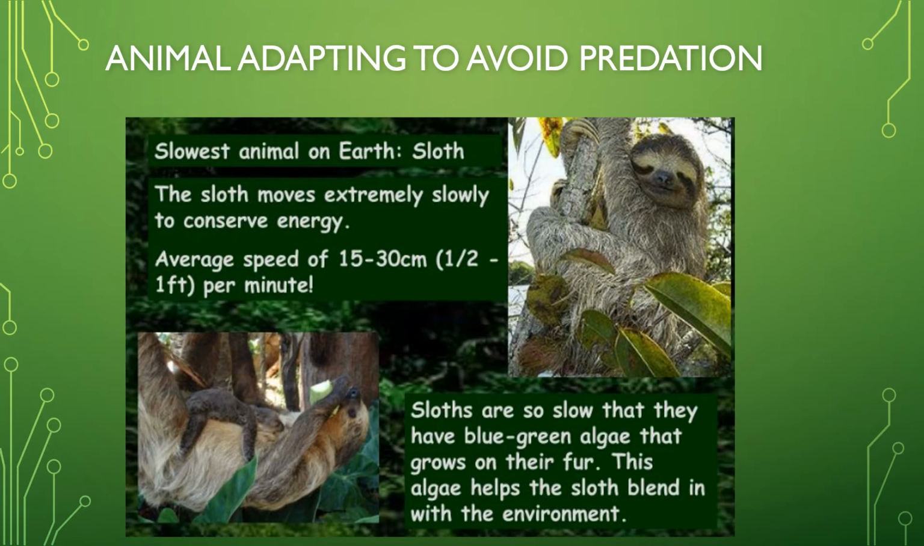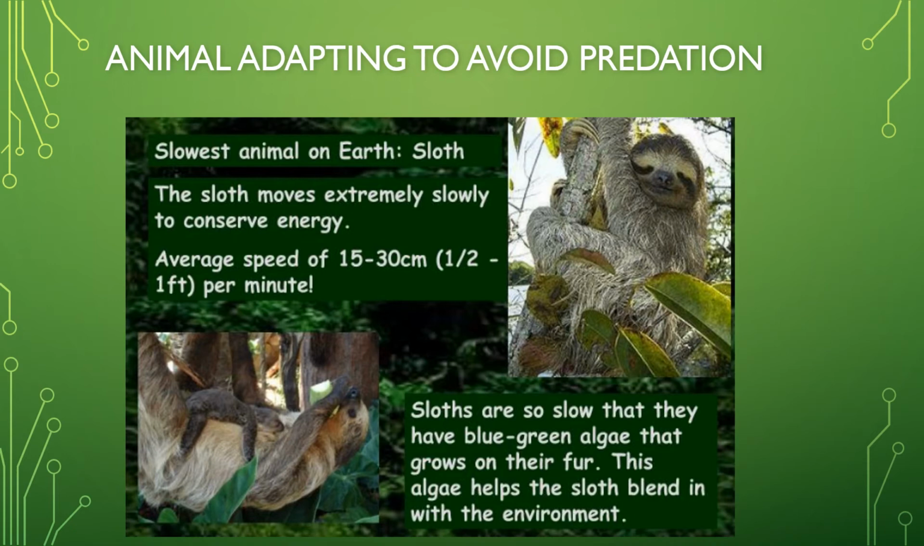It moves very slowly, and the idea there is to try and conserve energy. Look at this. The average speed is 15 to 30 centimeters per minute. Now, everybody listening to this video can move quicker than that. So, you can always take heart in the fact that a sloth will be the slowest. Sloths are so slow that they have blue-green algae that actually grows on their fur.